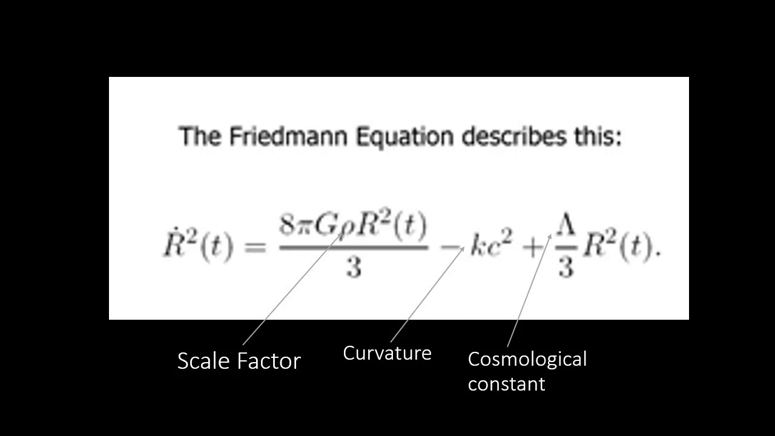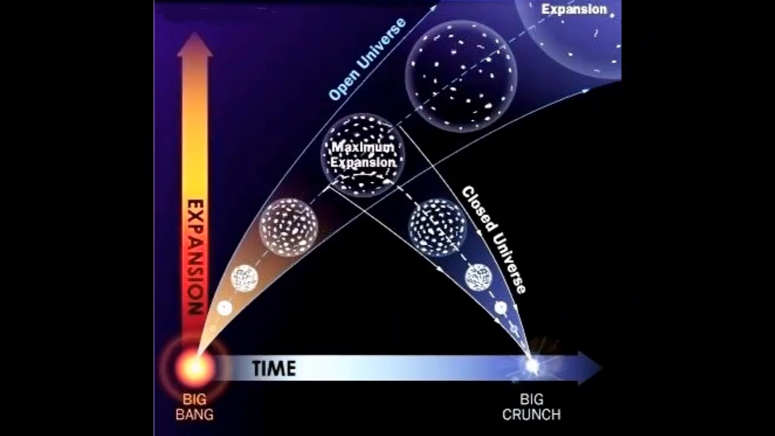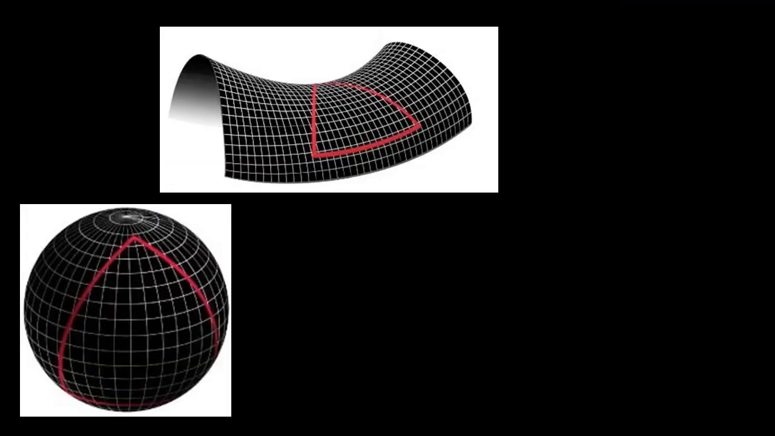R is the scale factor, K is the curvature, and capital lambda is a cosmological constant. You don't need to know this, except for the fact the solutions to this equation give 3 models of the universe that we will discuss: open, closed, and flat.